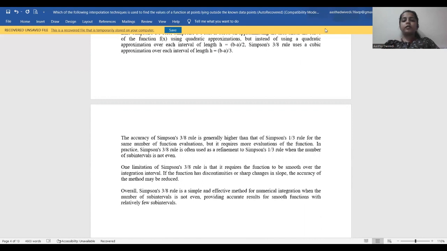One limitation of Simpson's 3 by 8 rule is that it requires the function to be smooth over the integration interval. If the function has discontinuities or sharp changes in slope, the accuracy of the method may be reduced. Overall, Simpson's 3 by 8 rule is a simple and effective method for numerical integration when the number of subintervals is not even, providing accurate results for smooth functions with relatively few subintervals.